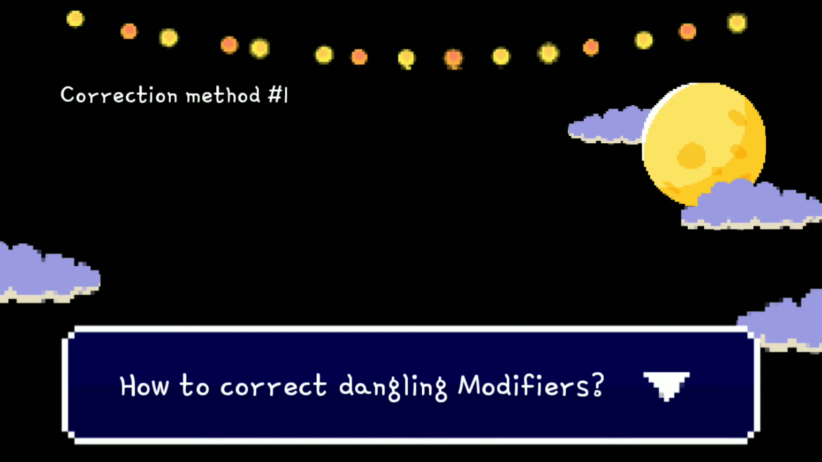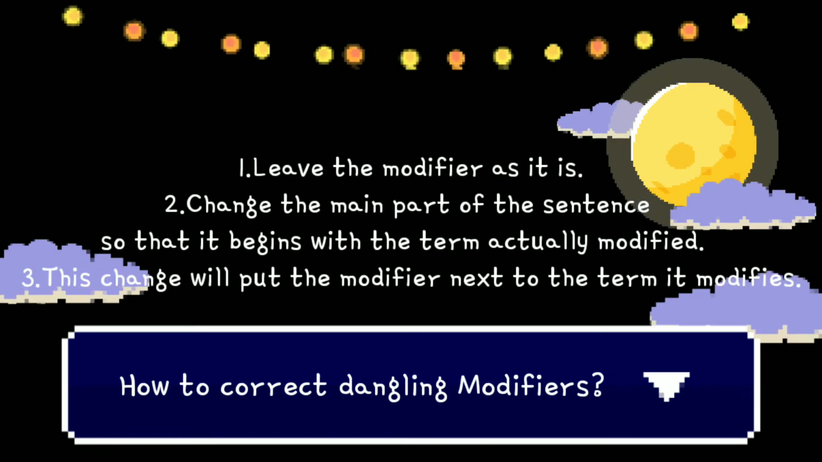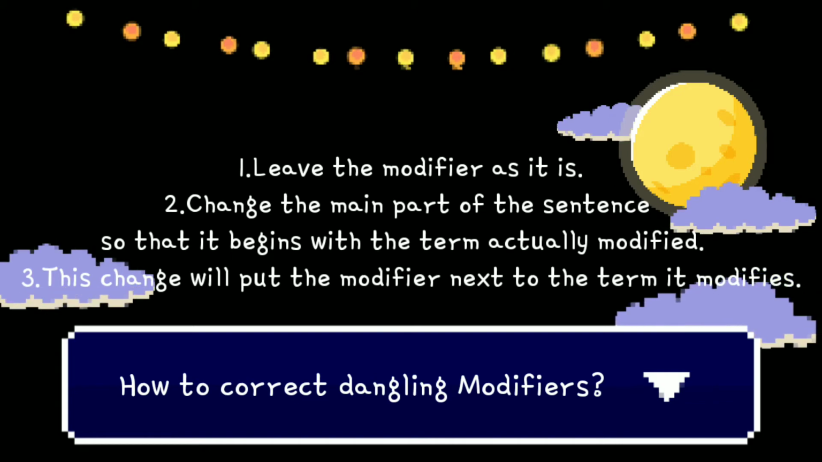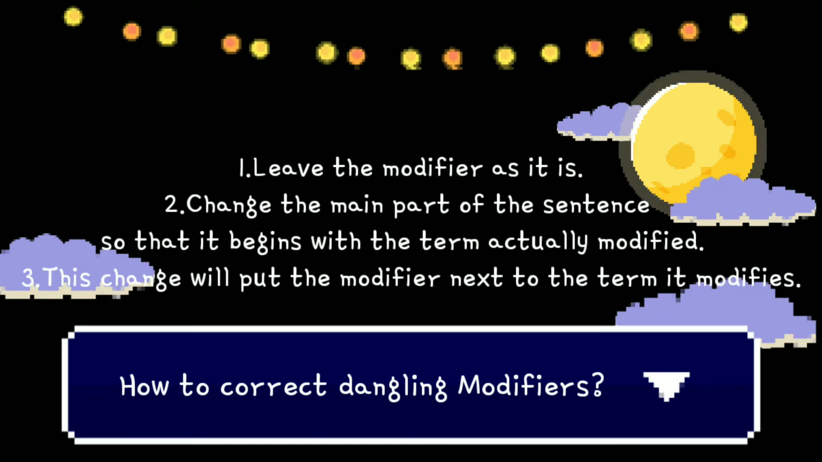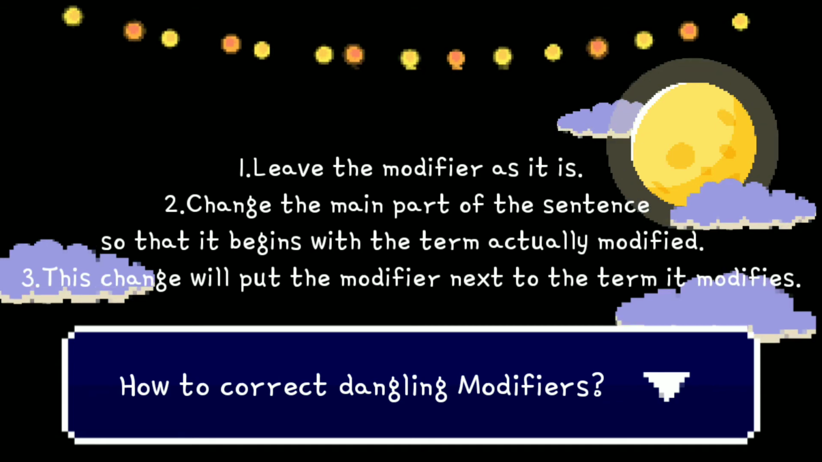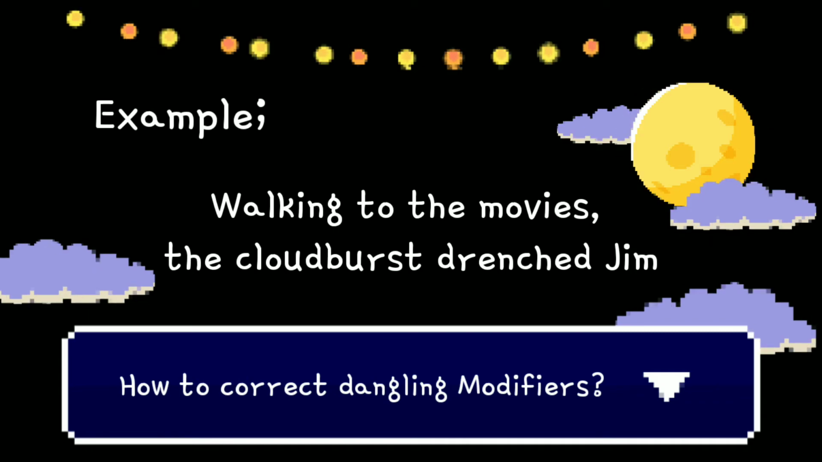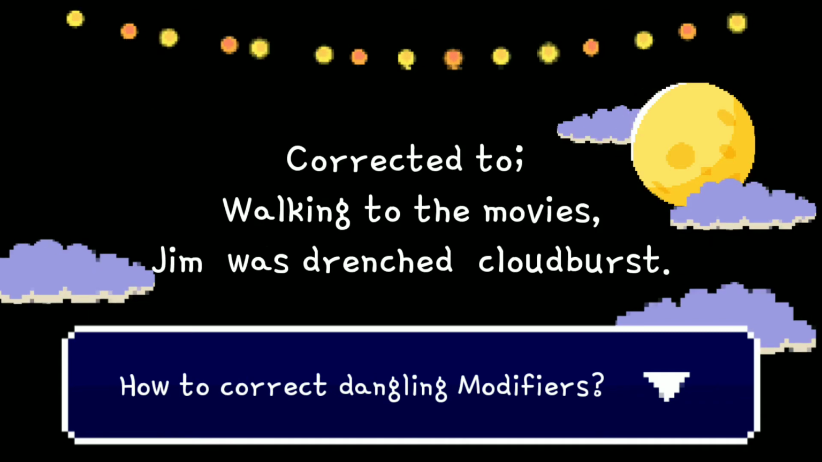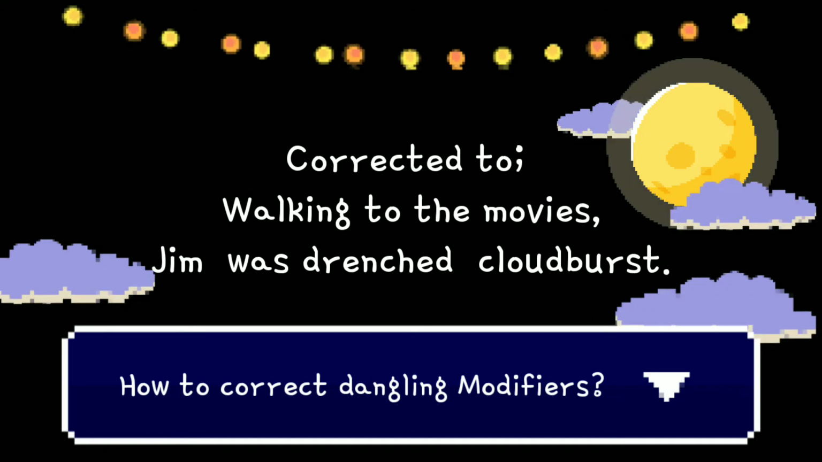Correction method number 1. One, leave the modifier as it is. Two, change the main part of the sentence so that it begins with the term actually modified. This change will put the modifier next to the term it modifies. Example: Walking to the movies, the cloudburst drenched Jim. Corrected to: Walking to the movies, Jim was drenched by the cloudburst.